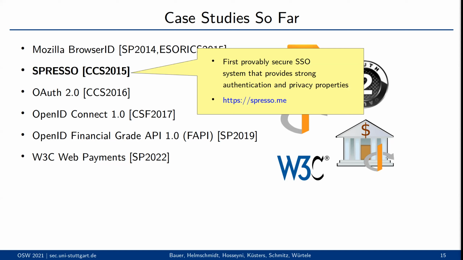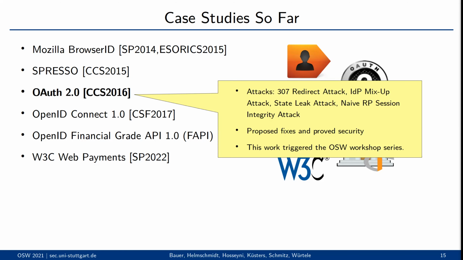So then our group decided to design a new single sign-on system called Espresso. And this is the first single sign-on system that is provably secure and also provides strong authentication and privacy properties. Then our group decided to analyze OAuth, and well, we found 4 new attacks: the 307 redirect attack, the IDP mix-up attack, and 2 attacks on session integrity.